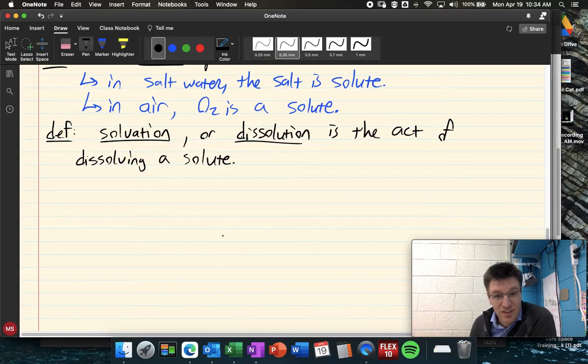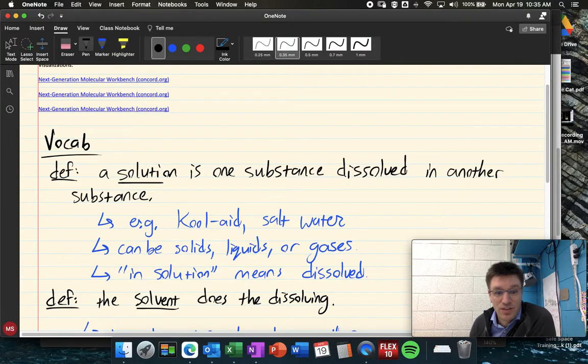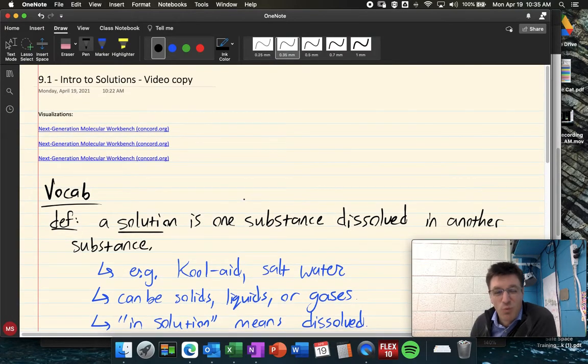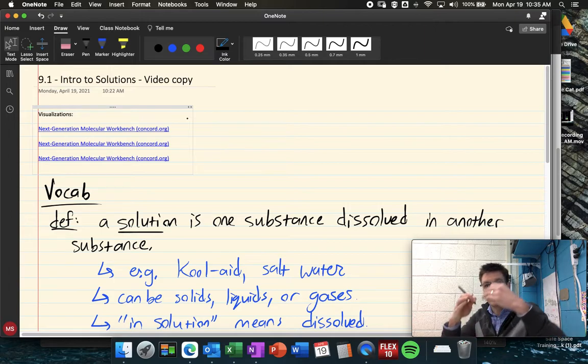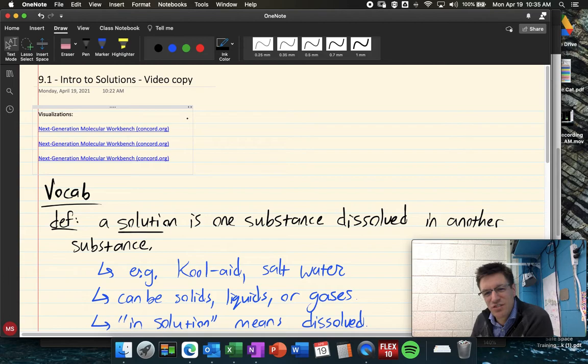So let's take a look. I have some visualizations up above. What we really want to understand in this chunk of notes and in this topic is, okay, we got the vocab down. What exactly is happening when you make sugar water? When you dissolve something, why does the sugar actually kind of disappear and float into the water? Like, why does it actually happen?